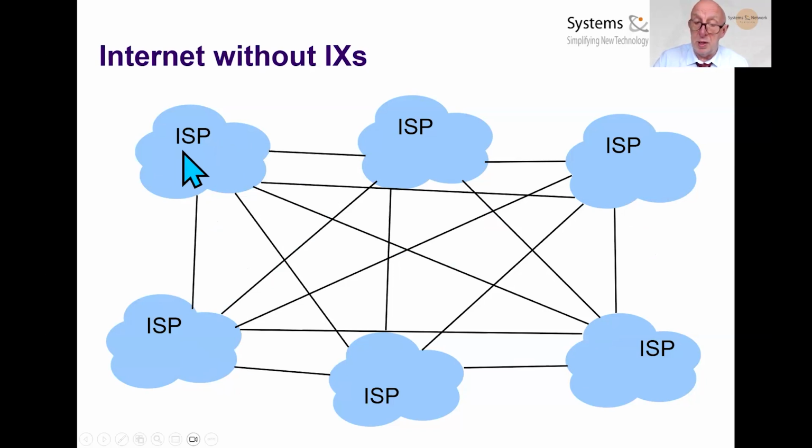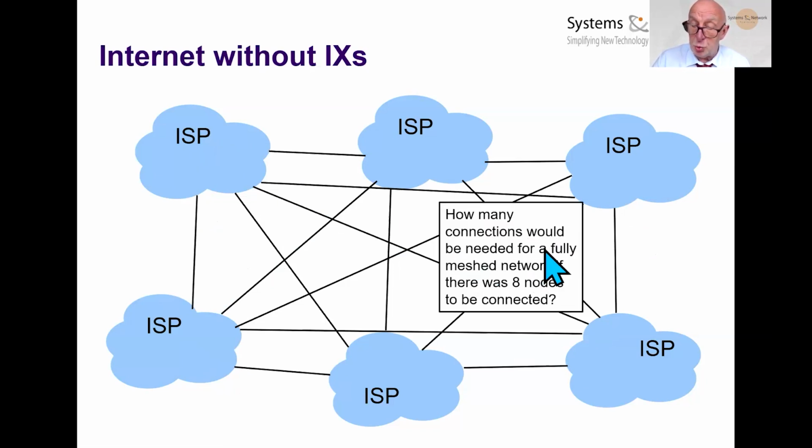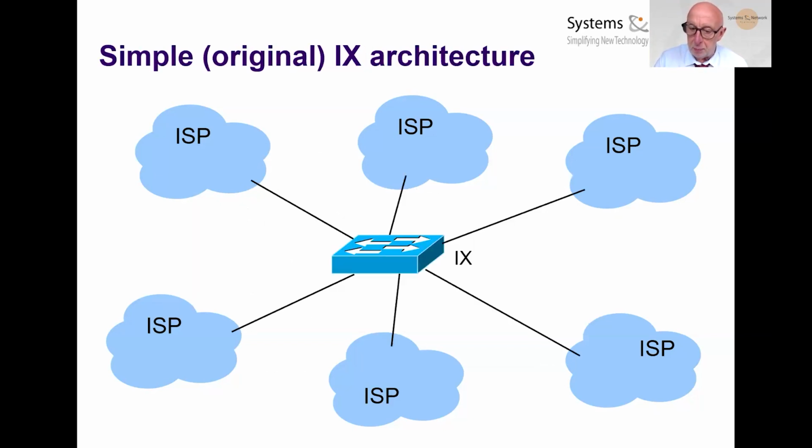This would be without internet exchange points. How many connections would be needed for a fully meshed network if there were 8 nodes to be connected? That would be 8 multiplied by 7 is 56, divided by 2 is 28. So with 6 nodes, 6 multiplied by 5 is 30, divided by 2 is 15. Just 2 more nodes gives an increase of 13 connections. So the IXs play a fundamental part, a very big part.